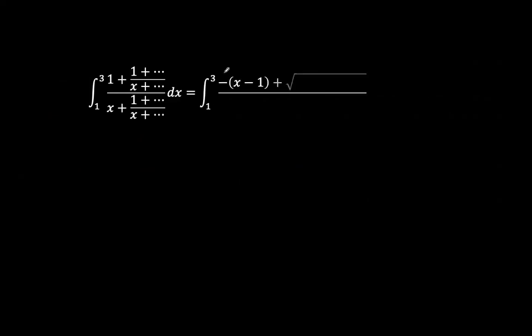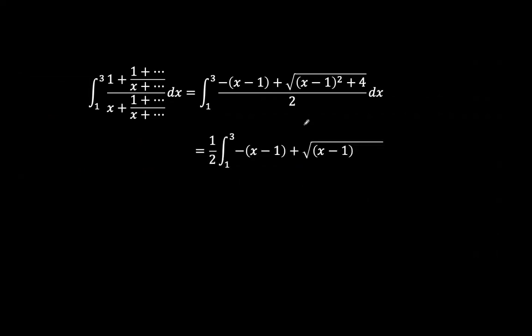So we quickly go in and plug in, in place of these complicated nested fractions, the integral from x equals 1 to x equals 3 of negative x minus 1 plus the square root of (x minus 1) squared plus 4, over 2. And so you can pull out a half.